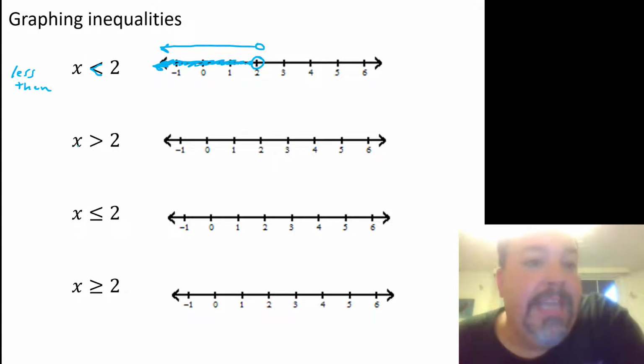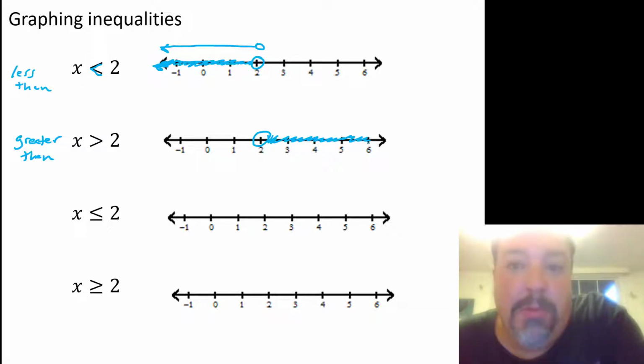The next one reads x is greater than 2. So this is the greater than symbol. And that means, again, we're going to have an open circle because it's not equal to 2. And this time we want all the numbers that are bigger than 2. So 3, 4, 5, 6, pi, all the numbers to the right of 2.